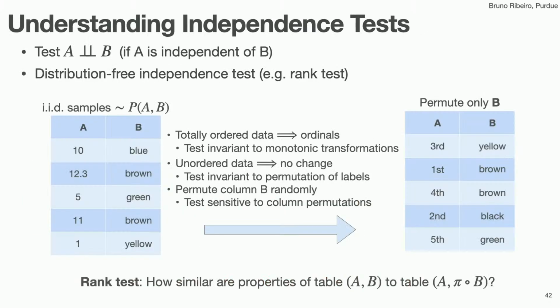But what I am interested in is, I've been studying causality, and one of the main things is this idea of independence tests, right? Is a random variable A independent of B? And then there are these distribution-free independence tests, right? For instance, a rank test is a type of independence test.